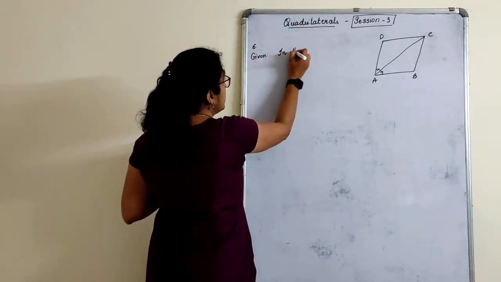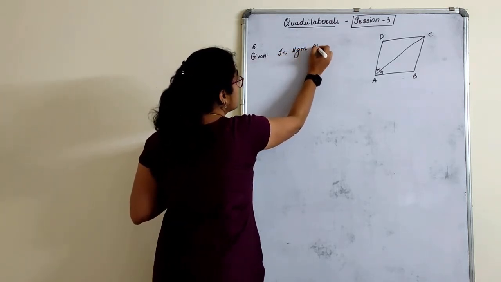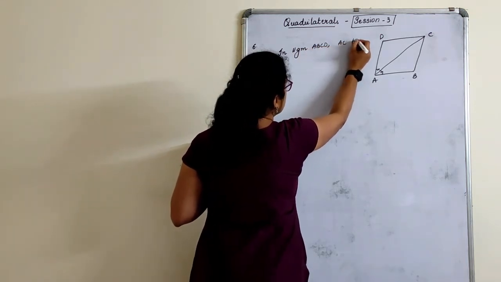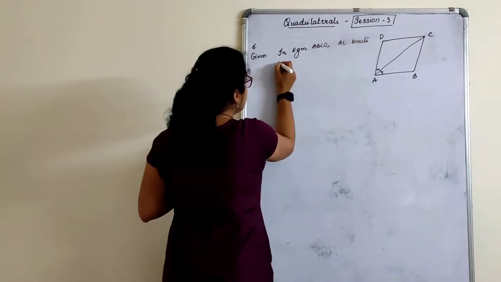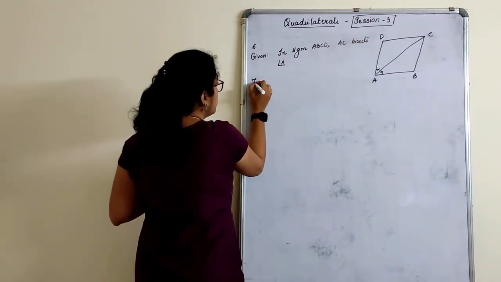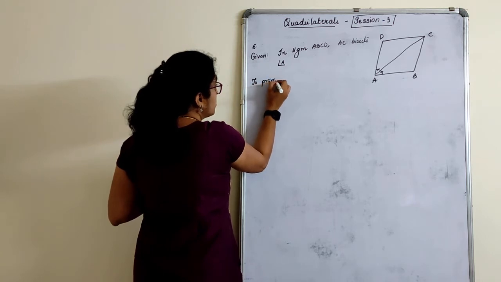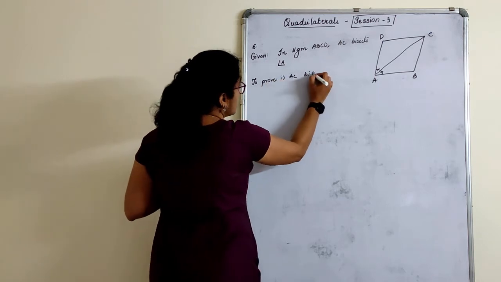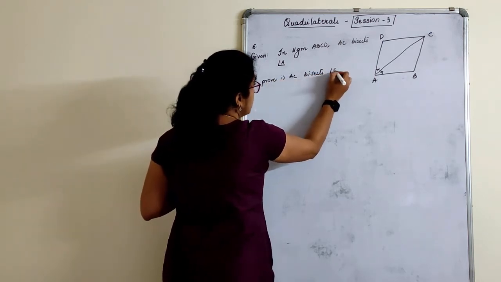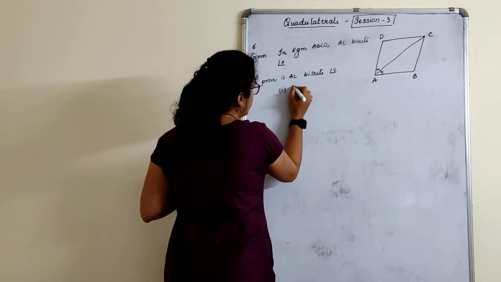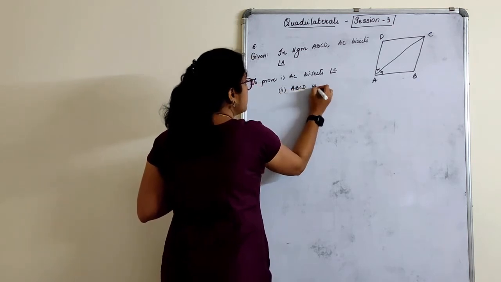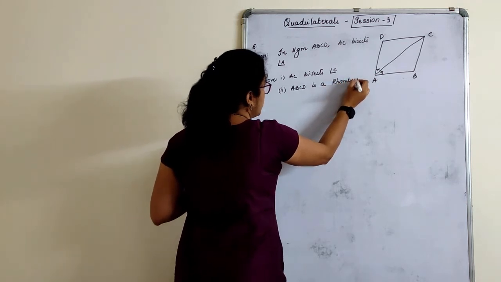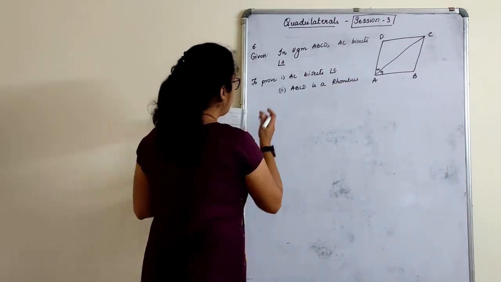Given in parallelogram ABCD, AC bisects angle A. What we have to prove? First one, AC bisects angle C. Second one, ABCD is a rhombus. To prove that it is a rhombus, we need to prove that all the sides are equal. Proof.